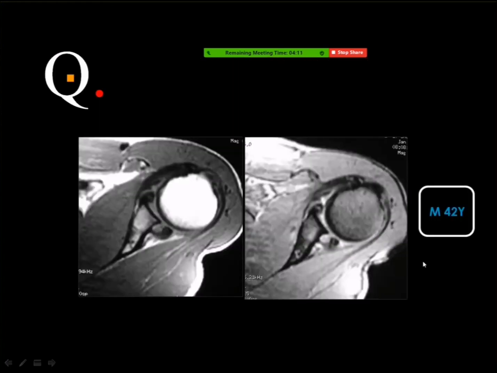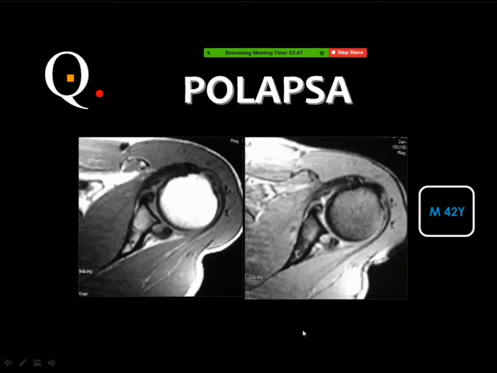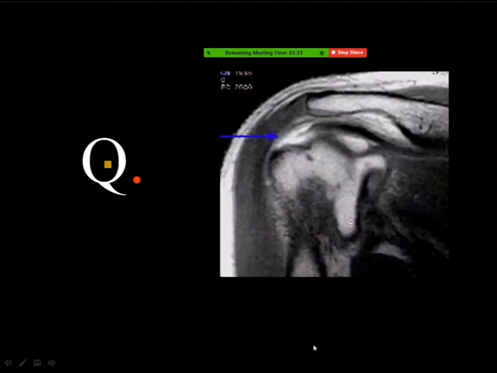And here is an MRI of the shoulder. Where is the lesion? I think this is reverse Bankart. Yes, sorry, here is prolapse, the reverse of ellipsa. Yes, because of the displacement of the labrum posteriorly, but the periosteum is still intact, and this is the reverse of ellipsa, which is known as prolapse. Very good. And what do you think this arrow points to?